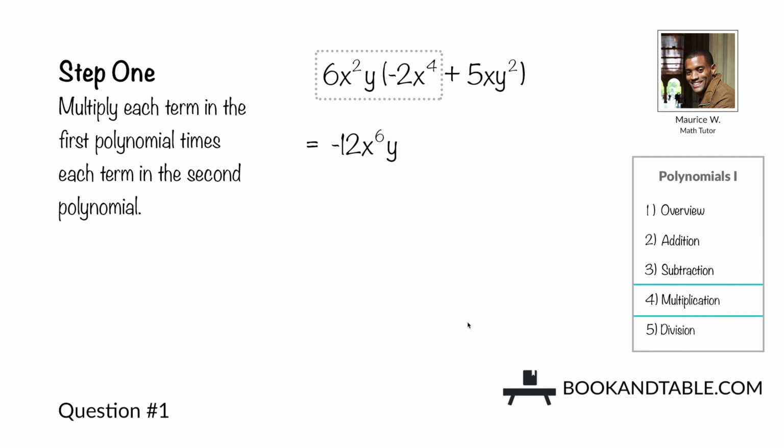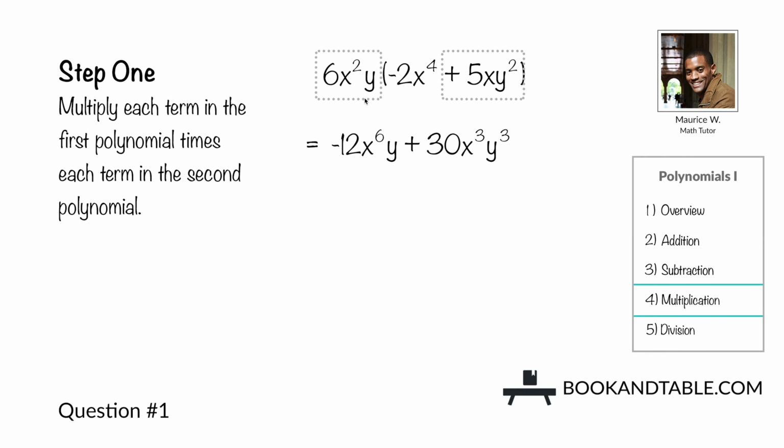Question number 1. We're asked to find the product of 6x squared y times negative 2x to the fourth plus 5xy squared. So step 1, multiply each term in the first polynomial times each term in the second polynomial. Our first polynomial is a monomial 6x squared y, so we'll distribute this term to both of these terms in here, giving us 6 times negative 2, which is negative 12. X to the second times x to the fourth is equal to x to the 4 plus 2, which is x to the sixth. And we have y times nothing, so we just have y.